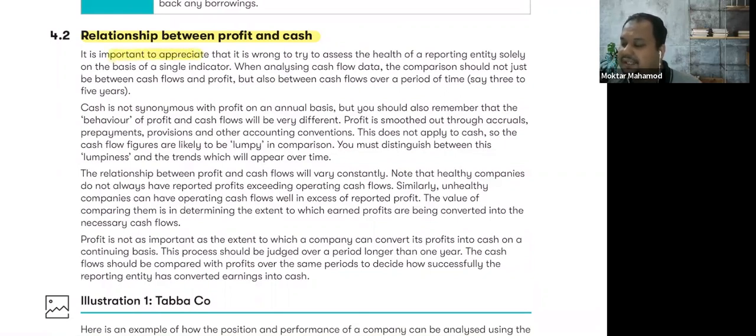Important to appreciate that it's wrong to try to assess the health of reporting entities solely on a single indicator. The comparison should not be just between cash flow and profit, but also cash flow over a period of time. This is usual, from year to year, 3 to 5 years. Cash is not synonymous with profit on an annual basis. What I said earlier is still relevant, high profit but cannot generate cash. But the explanation here will be more comprehensive, because they use the previous data as well. Okay.